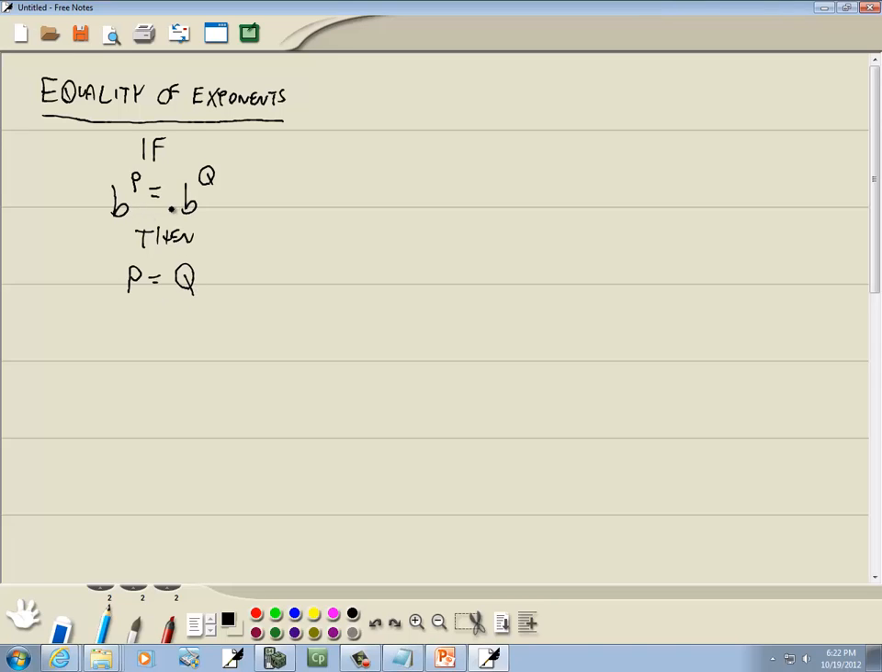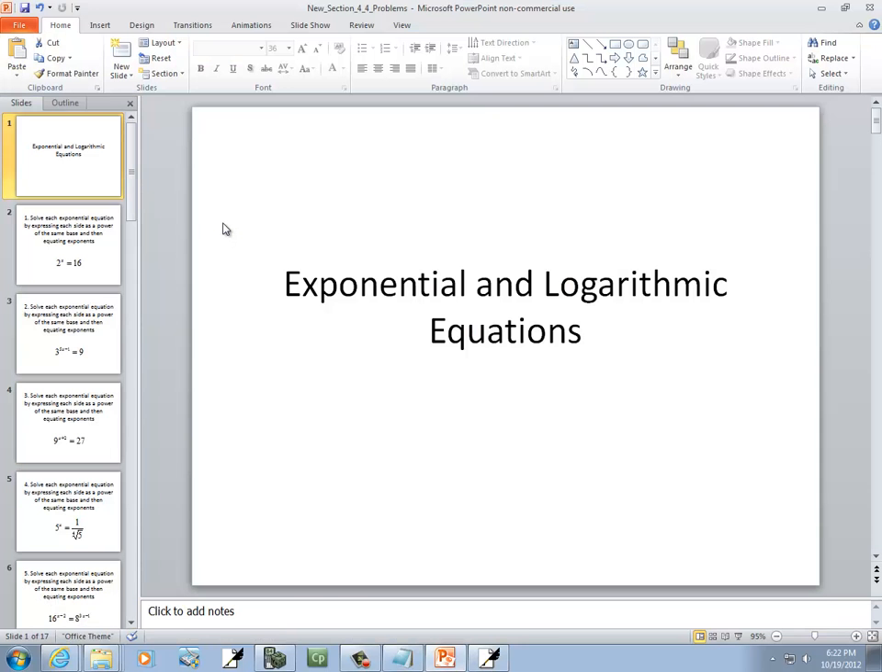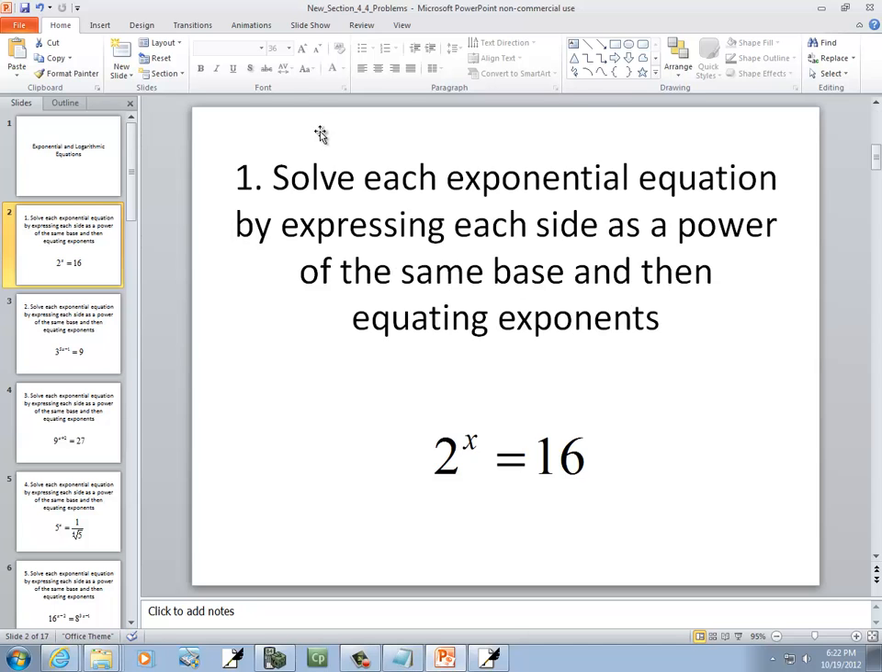Now typically b's are numbers, so you have like 2 to the 5th power is equal to 2 to the x power, for example. Let's take a look at a problem dealing with this.